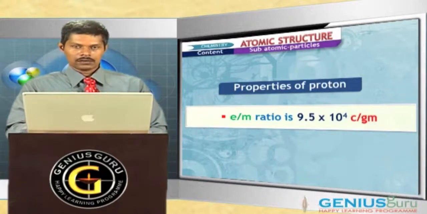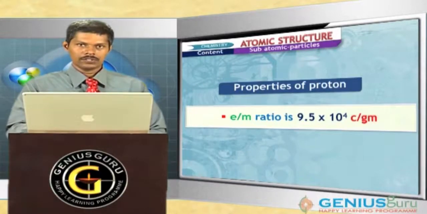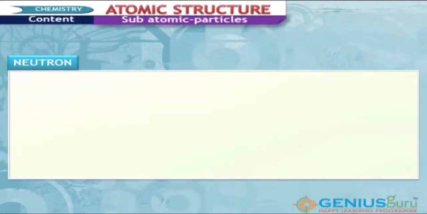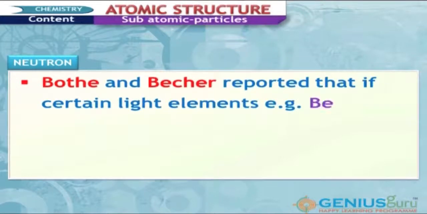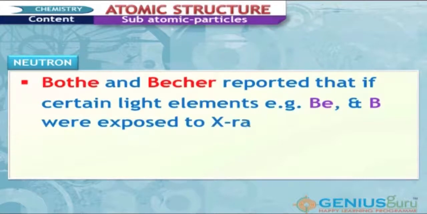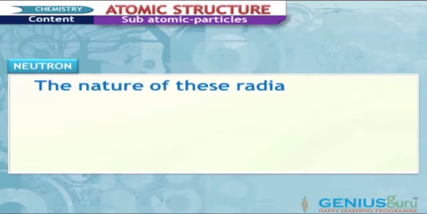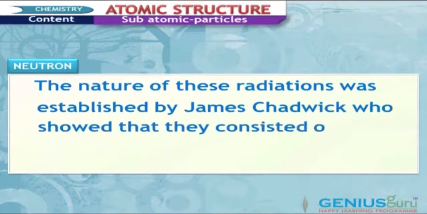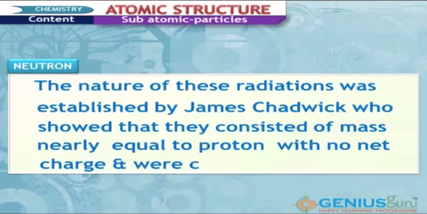Later experiments showed that in addition to these two fundamental particles, another particle called the neutron is also incorporated in the atom. So let us know the discovery of the neutron. The discovery of the neutron was given by Bothe and Becker. Bothe and Becker reported that if certain light elements, for example beryllium and boron, were exposed to alpha rays, very highly penetrating radiations were obtained. The nature of this radiation was established by James Chadwick, who showed that they consisted of particles with mass nearly equal to the proton and with no net charge, and these particles were called neutrons.